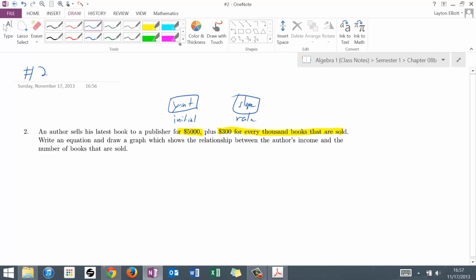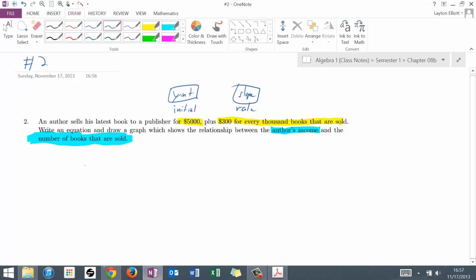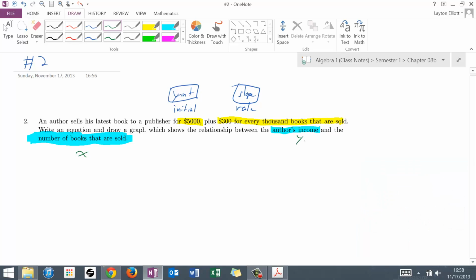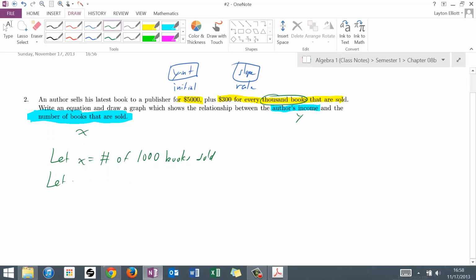But now I need to figure out what my variables are, and we have to define variables. Write an equation and draw a graph which shows the relationship between the author's income and the number of books that are sold. So what's the manipulated and what's the responding going to be? Well, let's manipulate the number of books that the author sells, and let's respond with the author's income. How many do I sell? Then how much money do I make? We're going to write let x equal the number of 1,000 books sold, because it says every 1,000 books sold, and that just makes this easier. And then we're going to say let y equal the total income.